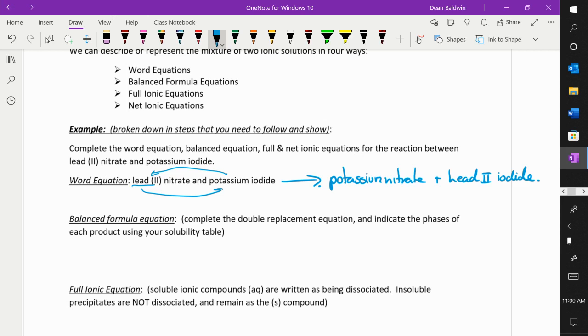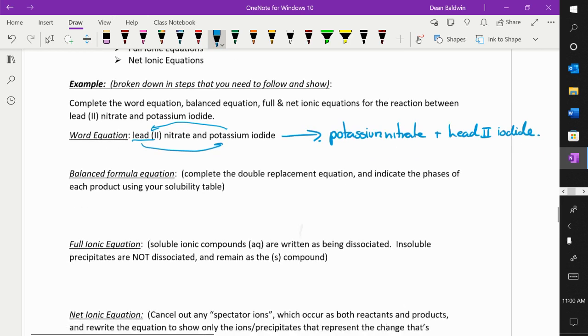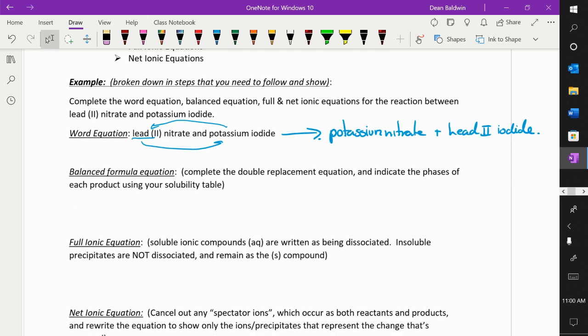Now we're going to write the balanced equation for this. So lead 2 nitrate. What's the formula for lead 2 nitrate? It's in your data booklet. Pb(NO3)2. That's lead nitrate, plus potassium iodide, KI. So we're switching. We're forming potassium nitrate. What's the formula for potassium nitrate?